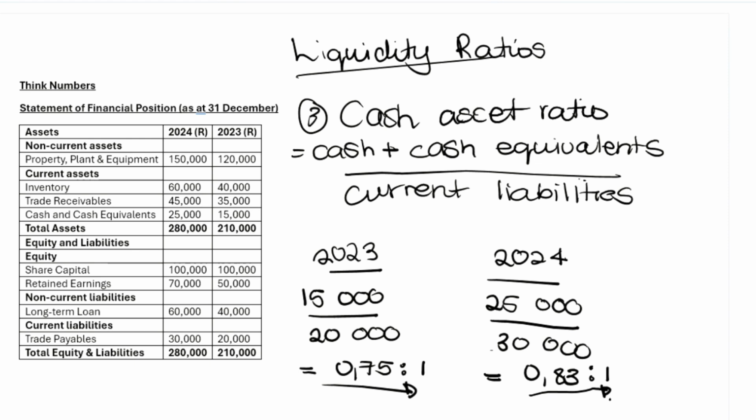So ideally for this ratio, you want a 0.5 to about 1 ratio, because it indicates that the company has enough liquid cash to pay for the short-term debts. However, if it's too high, it might indicate that the company is storing excessive cash rather than investing it. Because remember, they say saving is good, but investing is greater. And if we look at Think Numbers' cash asset ratio, we can see they are sitting comfortably in that ideal range between 0.5 to 1.